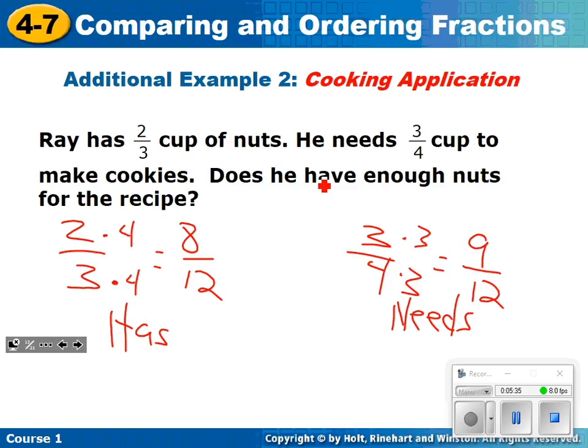Me personally, I'd just throw the nuts away and just make the cookies without them. But Ray doesn't like to go against the rules, I guess. Does he have enough? Big fat no.